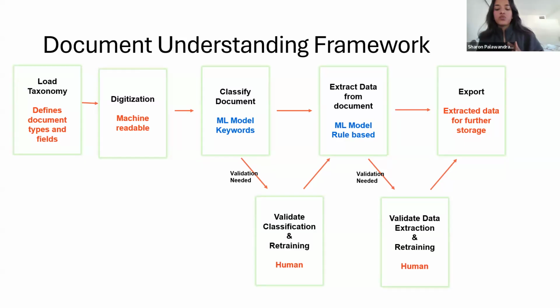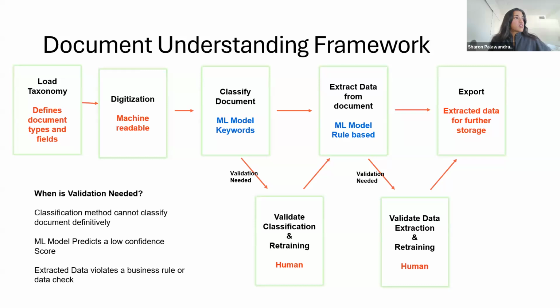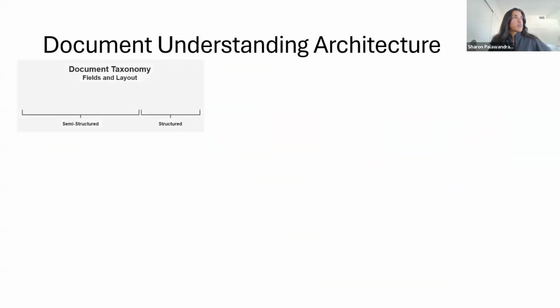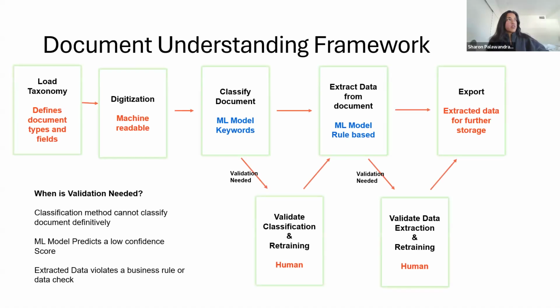So let me go into a little bit of depth and explain what these are. When you start a document understanding framework, first of all, we have something called taxonomy, where we define the taxonomy. Let me go back here. What taxonomy does is you typically define the document and the fields that you're going to extract. That way the model understands what type of fields you're going to extract, right?